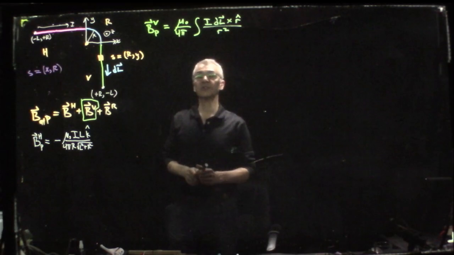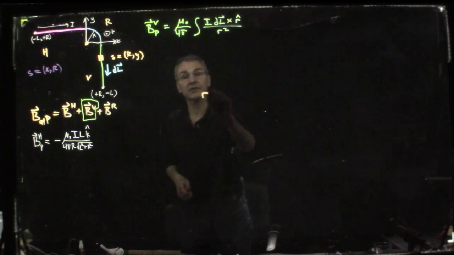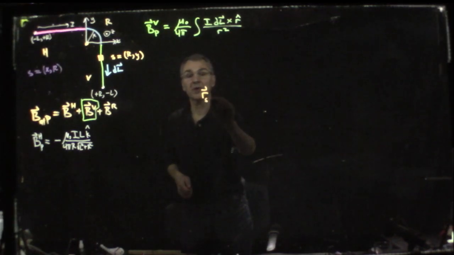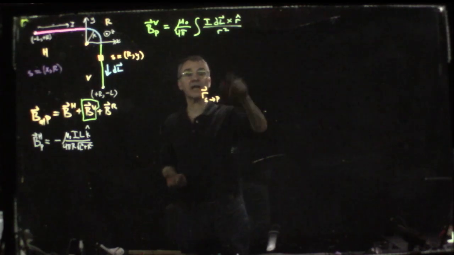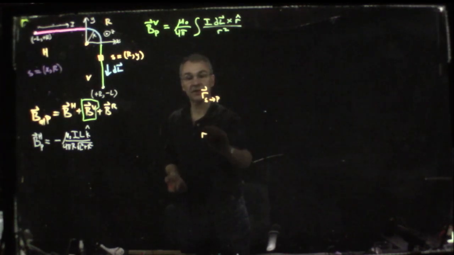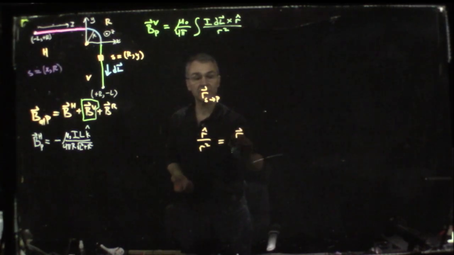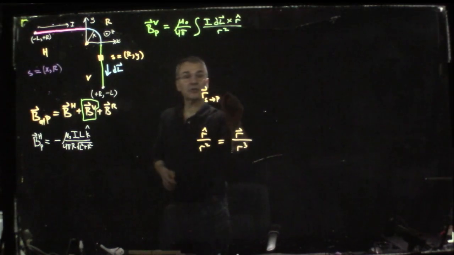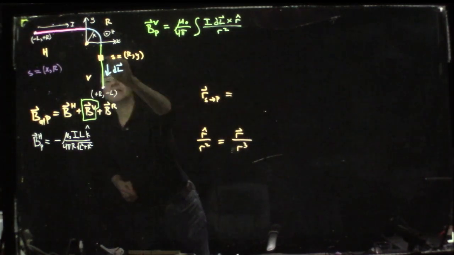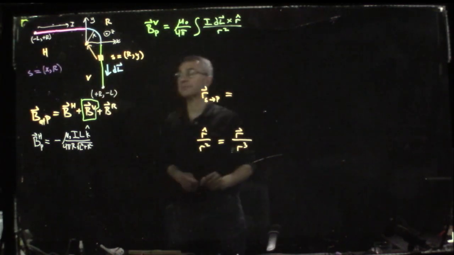And now I need to draw this r vector from the source point to the point where I'm evaluating the magnetic field. And really this equation is asking for r hat. So again, instead of r hat over r squared, I'm going to write the r vector unnormalized and then divide by r cubed. So this vector from S to P looks like this.